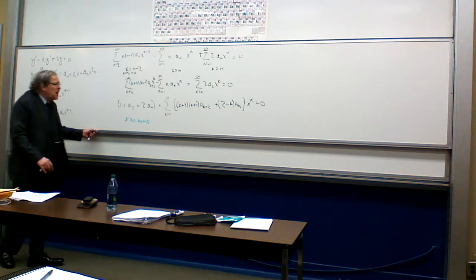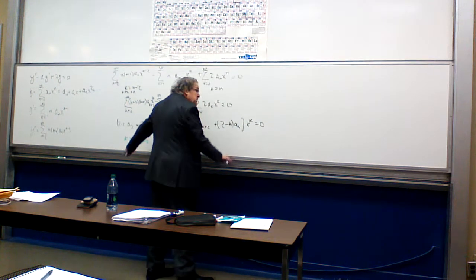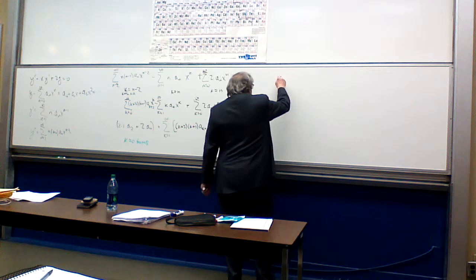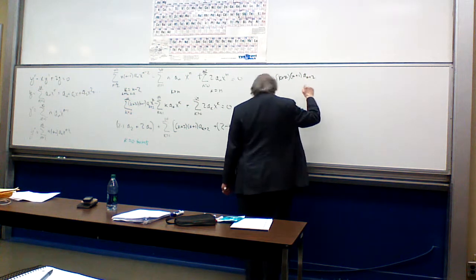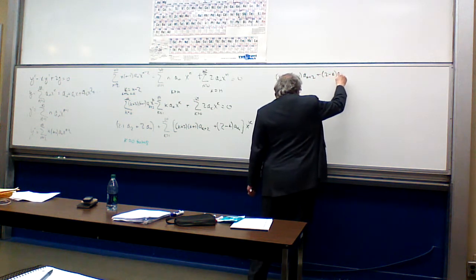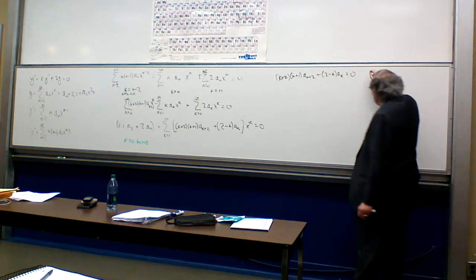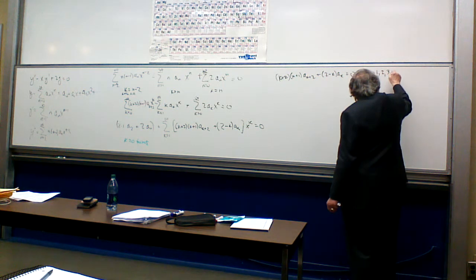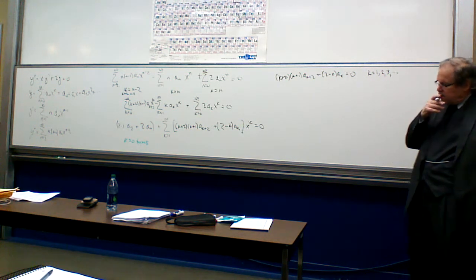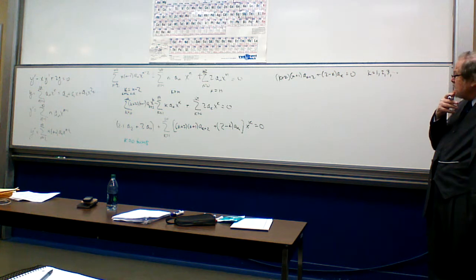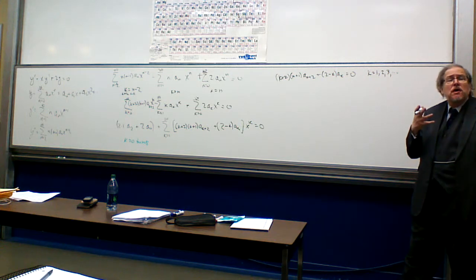Now every term in this sum has to be 0. For this sum to be the 0 function, the coefficient of every power of x has to be 0. So I get (k+2)(k+1) a sub k+2 plus (2 minus k) a sub k equals 0. And this is valid for values of k that start at 1.